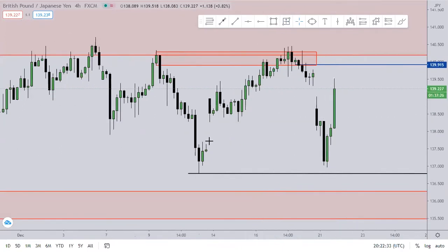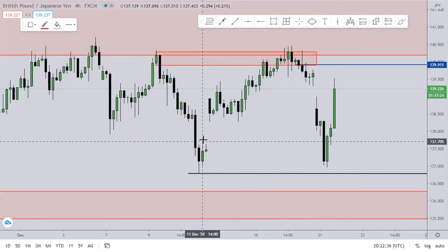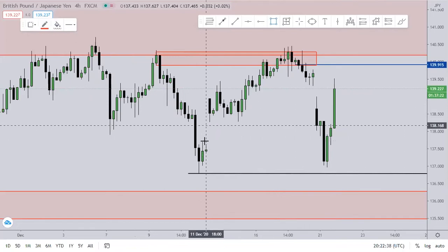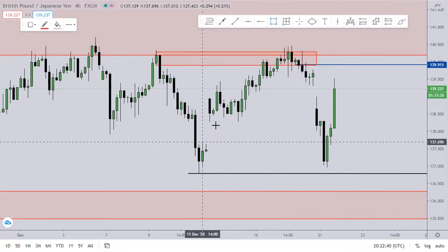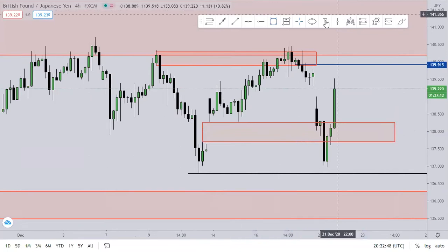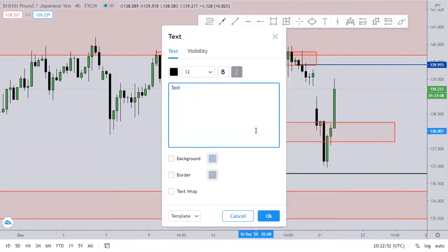So look at what happened over here. There's a gap. The gap is between the wick over here and the wick here. So let's draw the gap. Let's make our annotations. This was a volume imbalance on the 4-hour time frame. I like to add the time frames. H4. Volume imbalance on the 4-hour time frame.